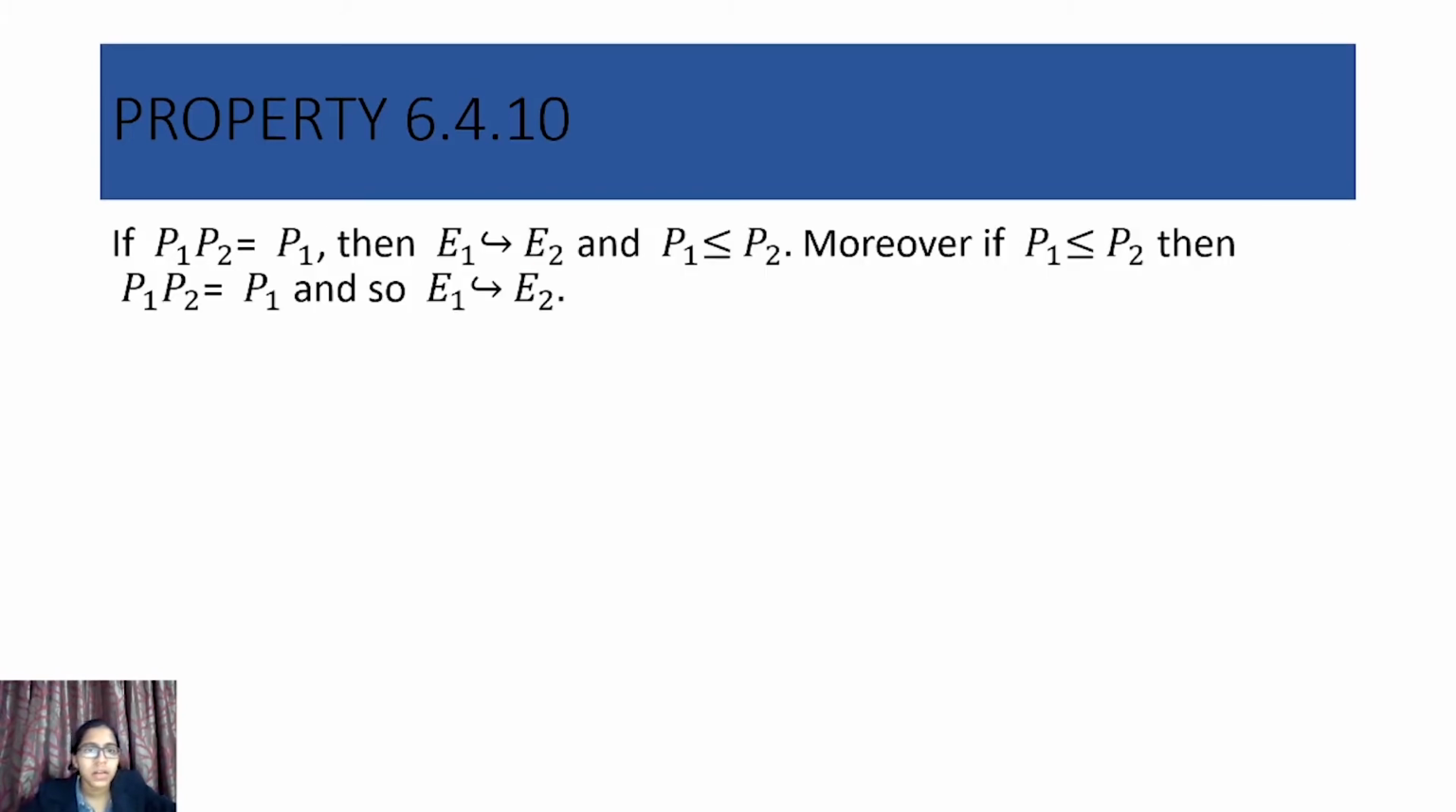And now let's see the next one, and this is the last property of ortho projections. The property states that if P1 P2 is equal to P1, then E1 is a subset of E2. Here Pi and Ei have the same meaning, that is, P1 is an ortho projection, E1 is the image of P1, P2 is another ortho projection, and E2 is the image of P2. Now if P1 P2 is equal to P1, then E1 is contained in E2 and P1 is less than or equal to P2. So these are the two conditions that we have to prove, that is, E1 is contained in E2 and P1 is less than or equal to P2.